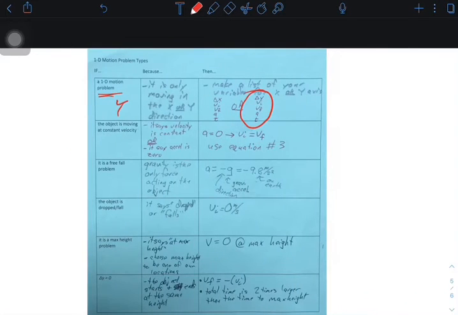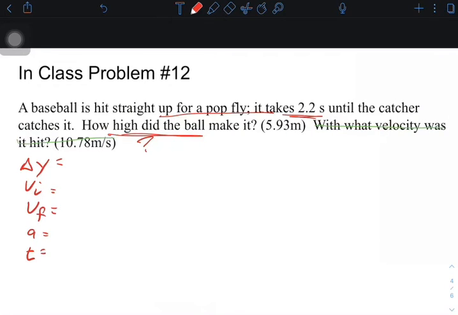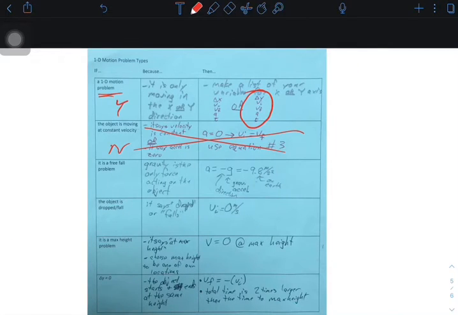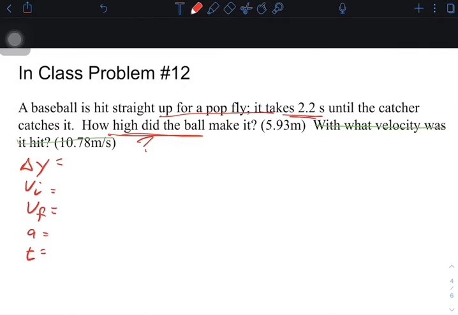You can then go over here and say, is it moving at a constant velocity? No, it doesn't mention anything about constant velocity or acceleration equal to 0. Okay, pop fly, how high does it go? Is it a free fall? Is gravity the only force acting on it? The answer is yes. Gravity is the only force acting on it. Therefore, this is negative g, which is equal to negative 9.8 meters per second squared.